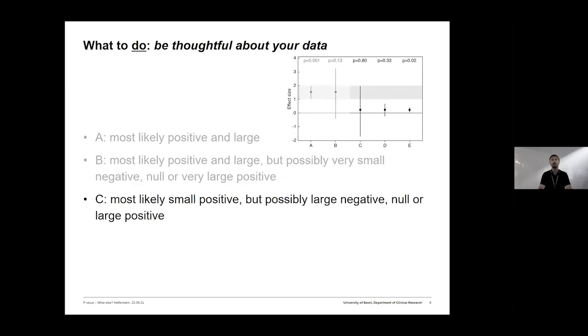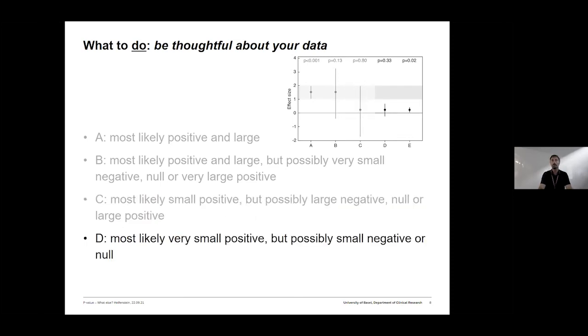In the third scenario, the point estimate tells you that most likely it's small or positive, but it could also be large negative, it could be null, it could be a large positive value. So again, a lot of uncertainty. You have some suspicion that it is close to zero, but there's so much uncertainty it's going to be difficult to conclude. In the fourth scenario, you have most likely a very small positive effect, but possibly a small negative or a null effect. You have some uncertainty.